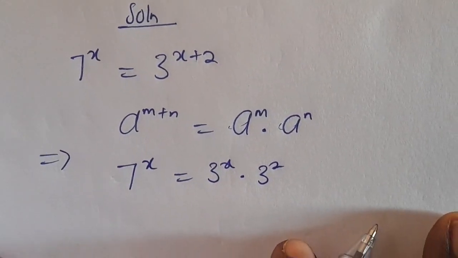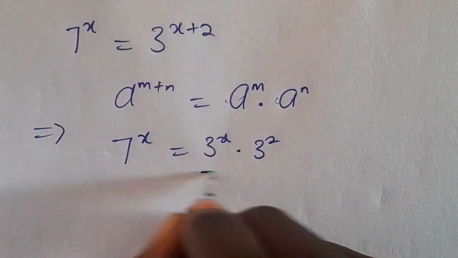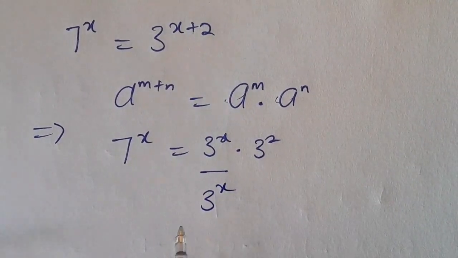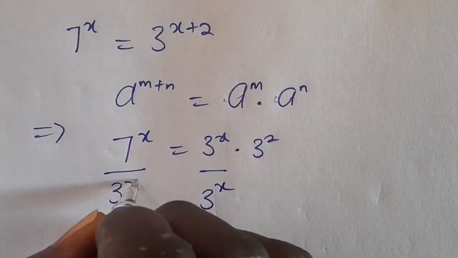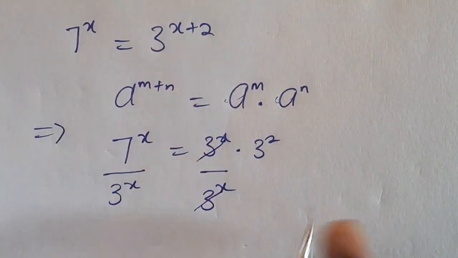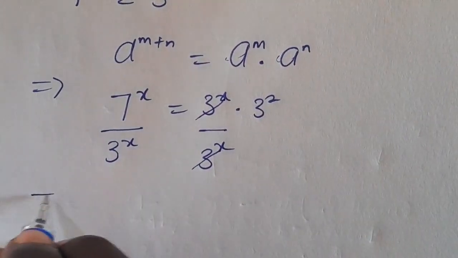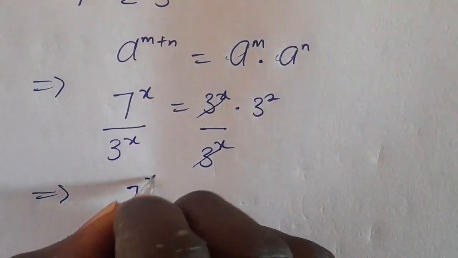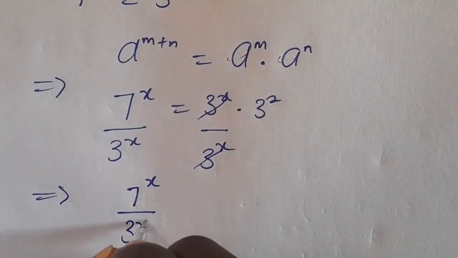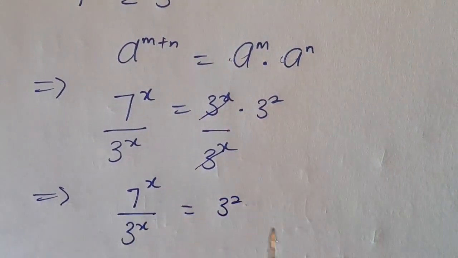Now let us do something reasonable by dividing through by 3 to the power of x. This will cancel this. So we have here to be 7 to the power of x divided by 3 to the power of x equals 3 to the power of 2.